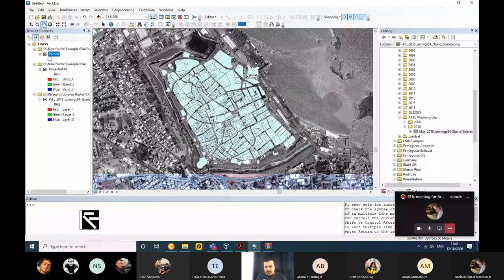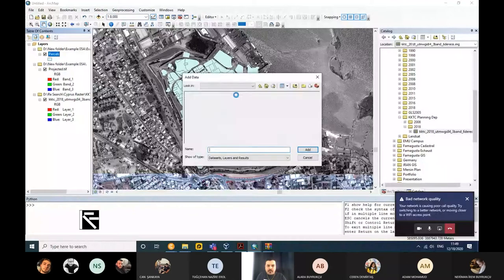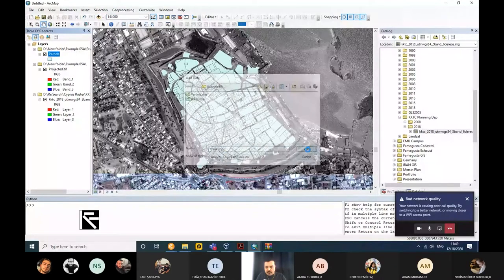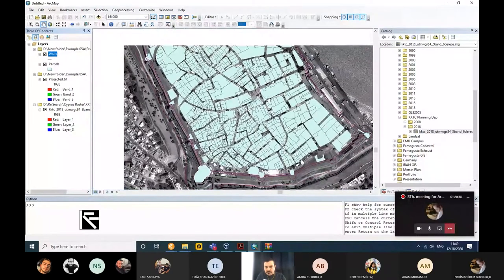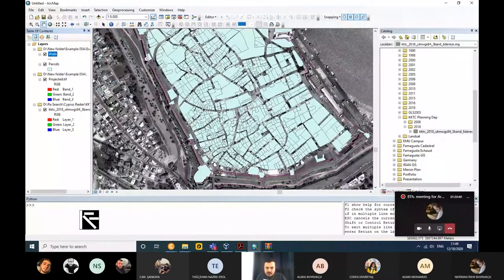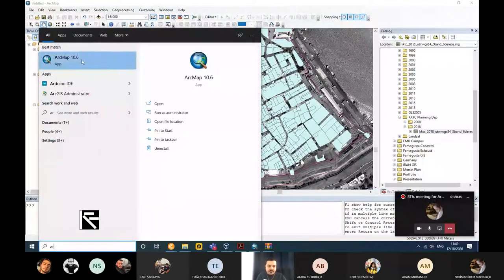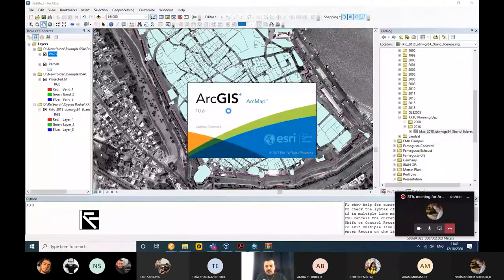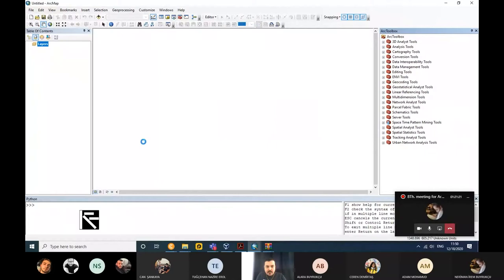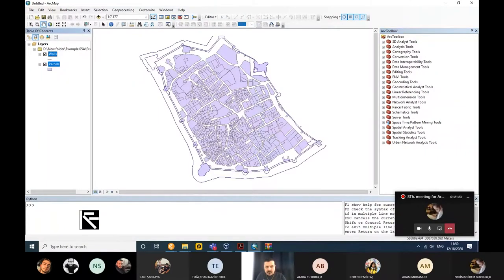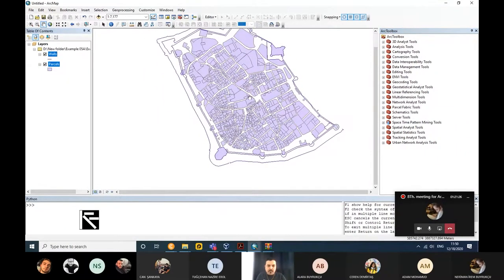If I choose the parcel, it comes. If I choose the wall, it also comes, you see? Maybe you ask, can I use this shapefile? Of course, why not? I'm going to do it very quickly with the shapefile. Okay, add data. I have this parcel and wall. I will add it here. See, this is example 3, the one that you use.